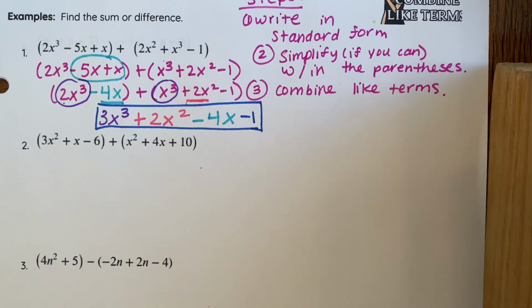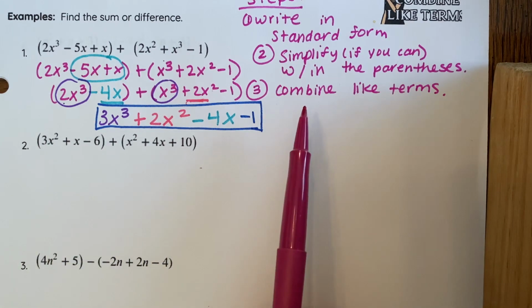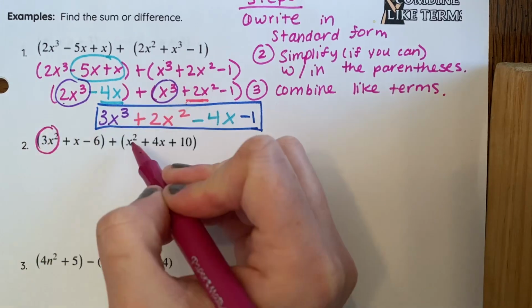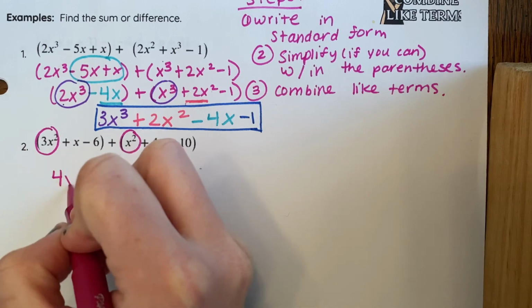In number 2, we have 3x squared plus x minus 6, and then plus x squared plus 4x plus 10. Both of these are in standard form already, and we don't need to simplify within the parentheses, so we can skip right to step 3 and combine like terms. So we have a 3x squared and an x squared, so 3x squared plus 1x squared would be a 4x squared.